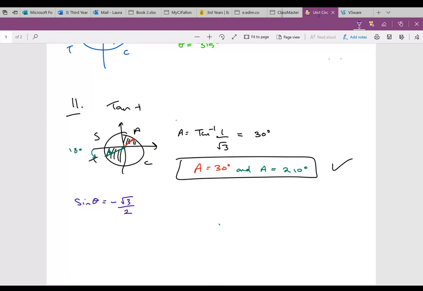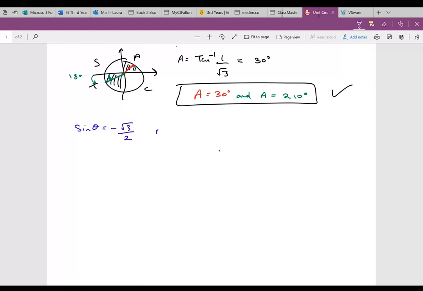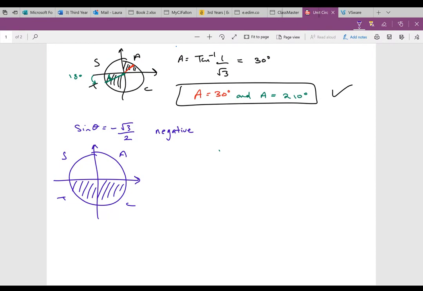Okay, so for starters here, I know that sine is negative. So the negative sign basically tells me where this lies. Sine is negative in the third and the fourth quadrants. Or you can simply say sine is the y-axis, so it has to be negative under the x-axis. So it's down here. So I'm looking for two angles in the third and the fourth.